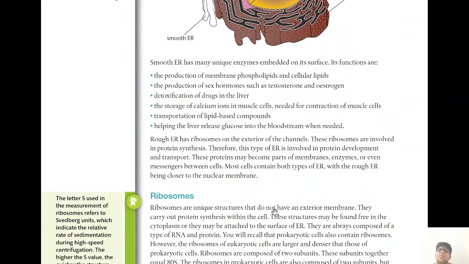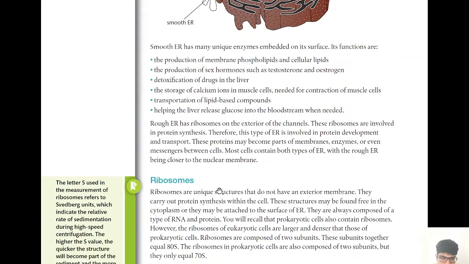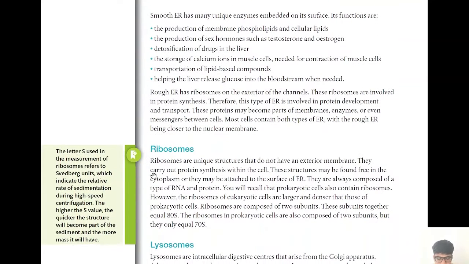Most cells contain both types of ER, with the rough endoplasmic reticulum being closer to the nuclear membrane. Now, ribosomes. What are ribosomes? Ribosomes are unique structures that do not have an exterior membrane. They carry out protein synthesis within the cell, where protein is made.